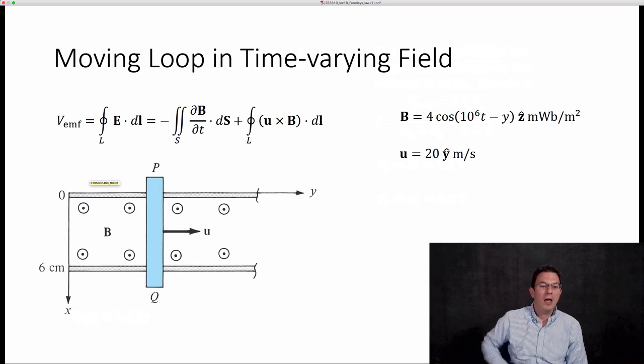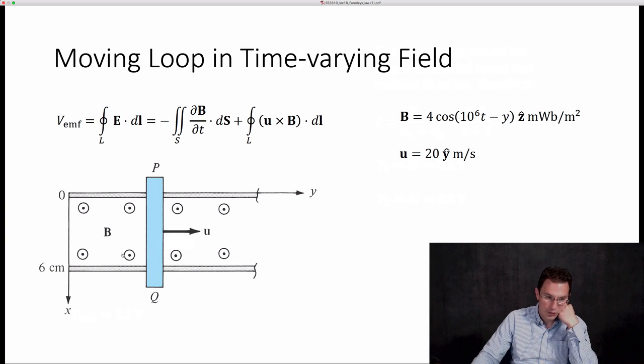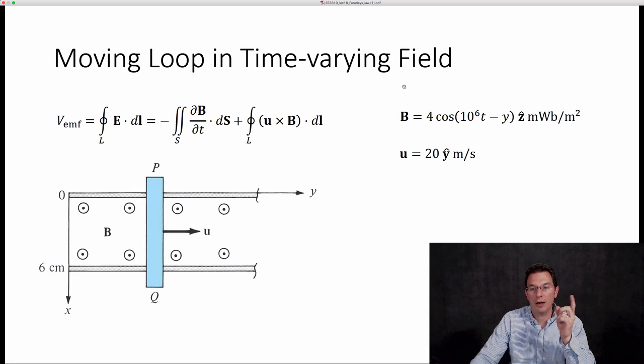All right. And simultaneously, let's say that just one side of the loop is sliding down these two rails here with a constant velocity of 20 meters per second. So that's what u is. So our task is to figure out, okay, what is the total voltage induced around this loop as a function of time due to a B field that varies in time and a loop that is itself moving.